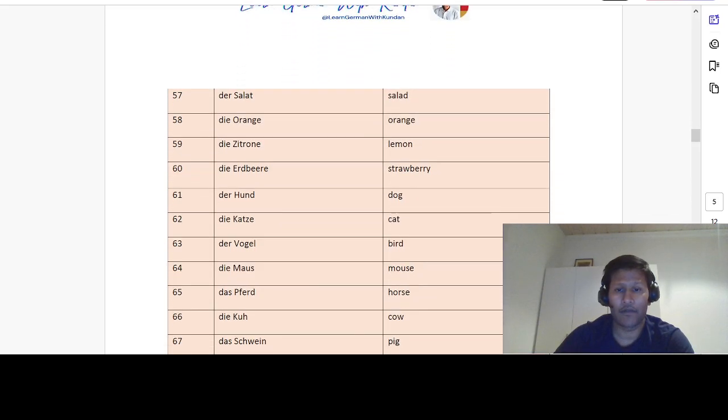And then we have der Salat, salad. And then we have die Orange, die Zitrone, lemon. And then we have die Erdbeere, strawberry.